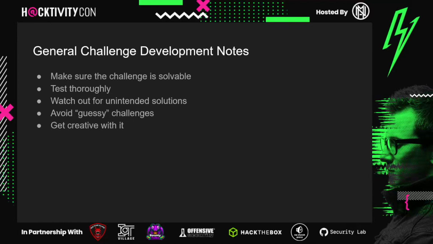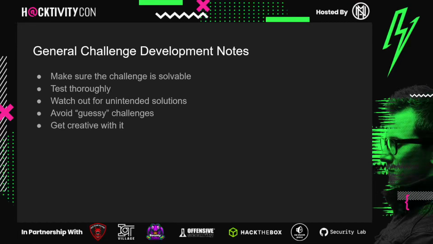Some general challenge development notes. This applies to both the networked and the static challenges. The most important thing is to make sure they're actually solvable. There have been times where people will release challenges which aren't solvable. Another thing is to test very thoroughly. Unintendeds aren't really that good as a challenge developer. They make it look like you really didn't spend a lot of time working on the challenge. So just make sure you test thoroughly and watch out for unintended solutions.